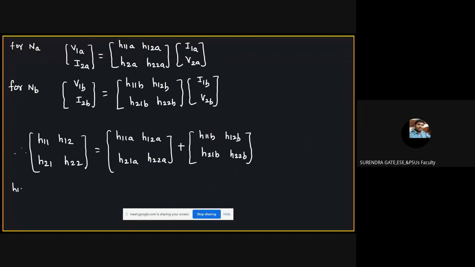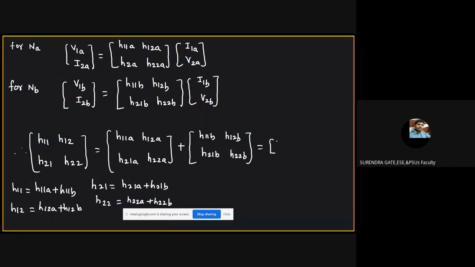Then what is H11, students? H11 equal to H11A plus H11B. H12 equal to H12A plus H12B. Then H21 equal to H21A plus H21B. H22 equal to H22A plus H22B. This is the resultant: the sum of the individual H parameters, that is HA plus HB. That you remember.